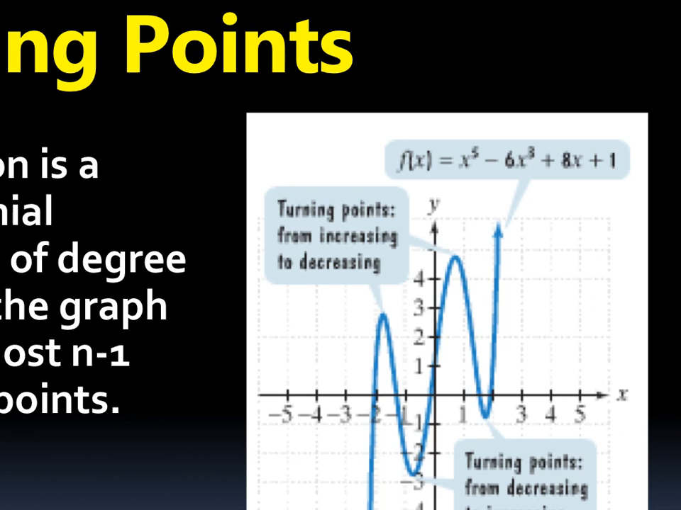All right, so if I asked you, well, how many turning points are there? How many bumps are in this graph? You would say 5 minus 1, which is 4. So count them. 1, 2, 3, 4. You see that? Yes? Okay.